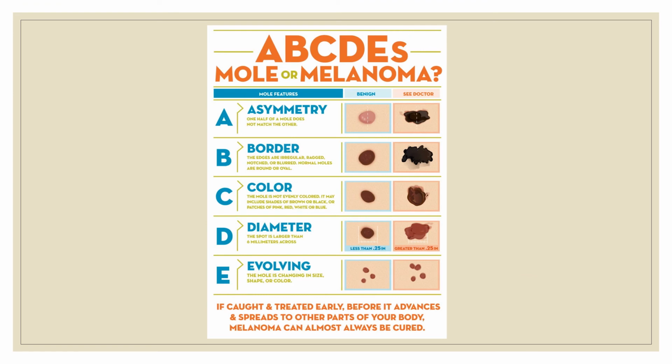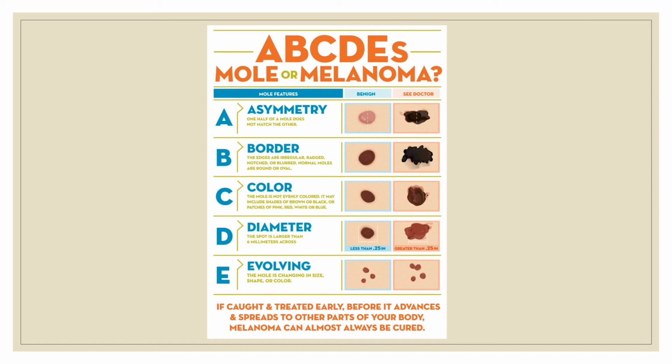I like this slide a lot. It gives us the ABCDEs of melanoma. So it's what we really need to assess and look for if we're trying to find melanoma. So A is asymmetry. One half of the mole does not match the other. So if you were to split that right down the middle and you fold it in half, it will not match. B is border. So the edges would be irregular, jagged, notched. A benign mole should be rounded or oval. Then we go to C. We want to look at color.